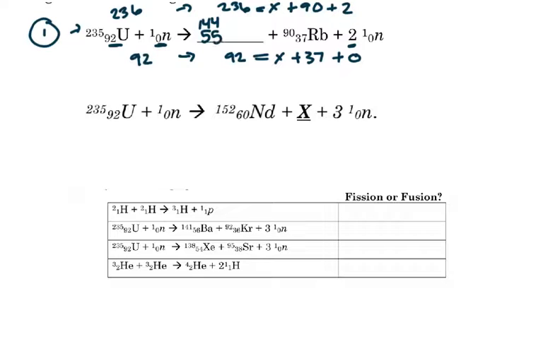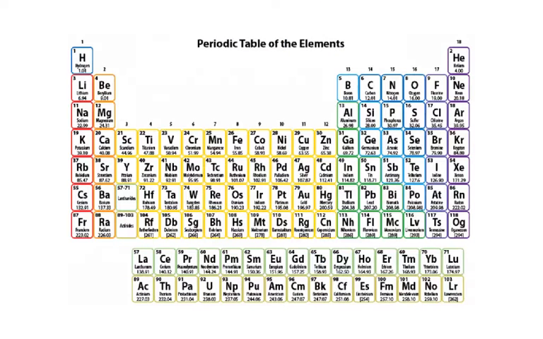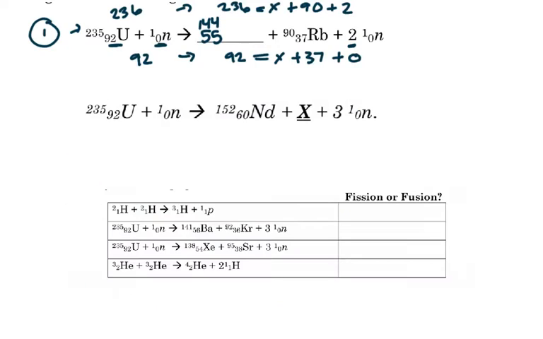Now I'm going to go over to a periodic table, and I'm going to look up atomic number 55. So it is right here. Cesium, Cs. So I'm going to go back, and my symbol becomes Cs. So this is my actual answer for this problem. The particle that was missing was cesium.